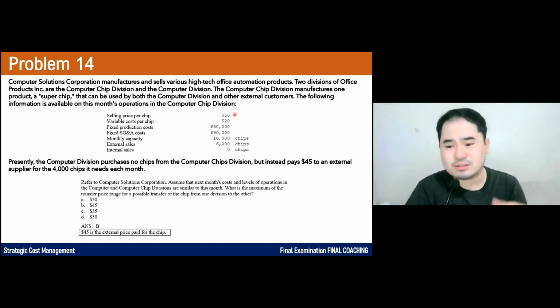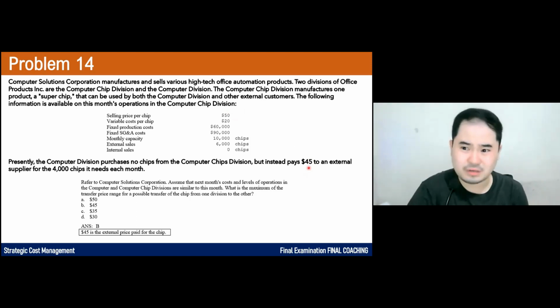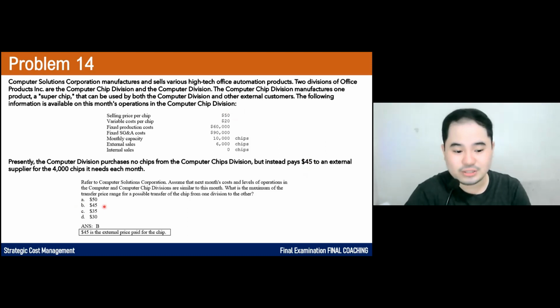It's being sold outside at 50. But my supplier kasi gives it to me at 45 lang. So you give it to me at 45 na lang. Yun yun. Okay? So the answer is letter B, 45. Di ba? May kwento-kwento pa.